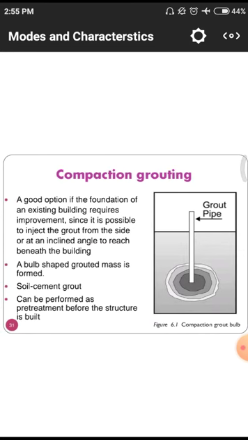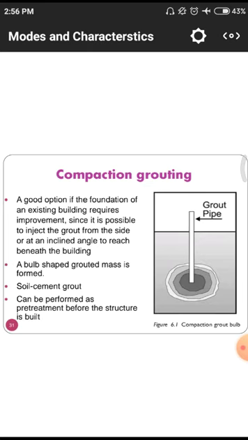And the second one is compaction with the help of grouting. In this also we have a pictorial representation. First of all, we have to observe the grout pipe. The grout pipe is injected up to a void, so that we are tightly pumping the grouting material from top to bottom with the help of these pressure pipelines.